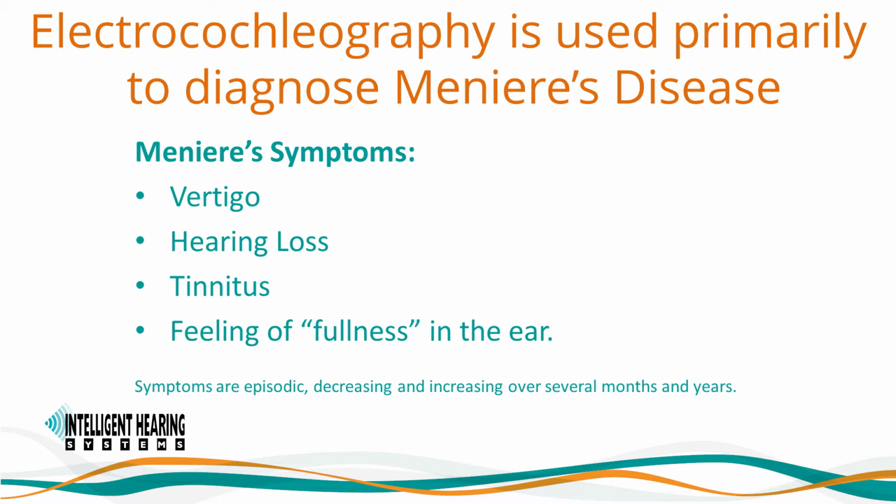Electrocochleography is used primarily to diagnose Meniere's disease and endolymphatic hydrops. Meniere's symptoms include but are not limited to vertigo, hearing loss, tinnitus, feeling of fullness in the ear. Symptoms are episodic, periodically decreasing and increasing over several months and years.